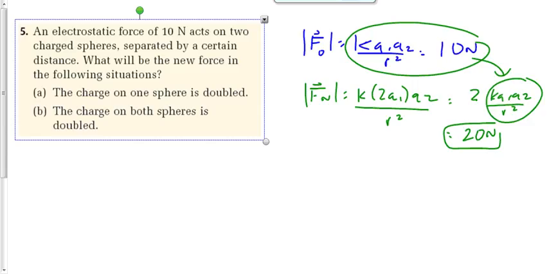Now how do we change this for B? Well, we got another 2 in there, right? Because we're doubling both charges now. 2 times 2 is 4. 4 times the original force is 40 newtons.